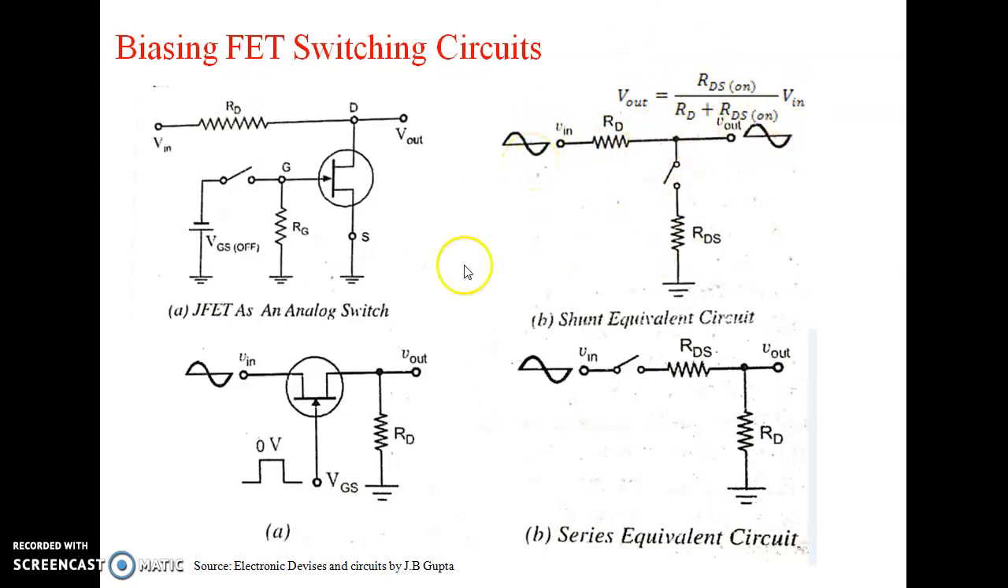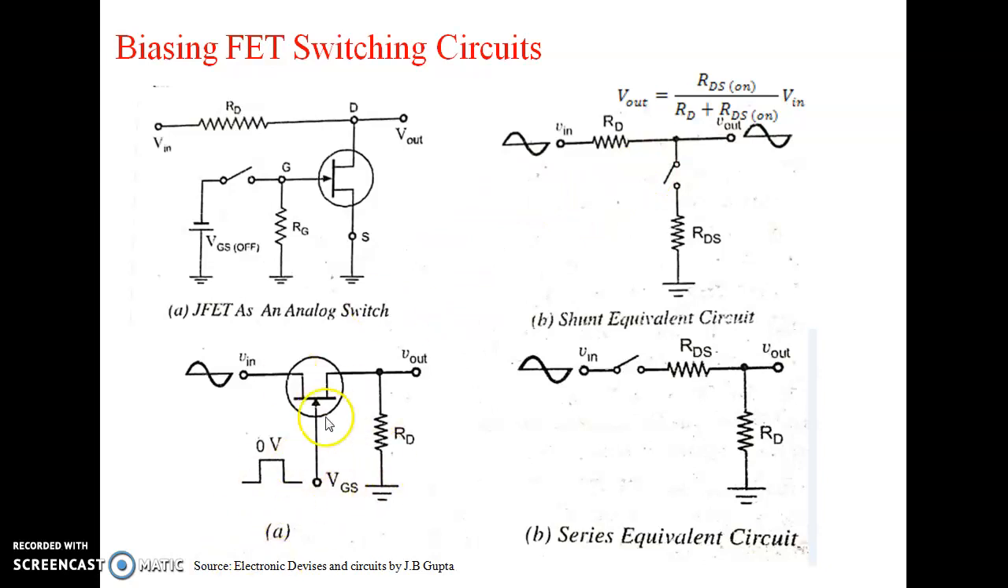In other words, when VGS is high, the JFET operates in the ohmic region and the switch is closed. Since RDS is much smaller than RD, Vout is much smaller than Vin. When VGS is low, the JFET cuts off and the switch is open. Vout equals Vin when the switch is open. Thus a JFET shunt switch either transmits the AC signal or blocks it.